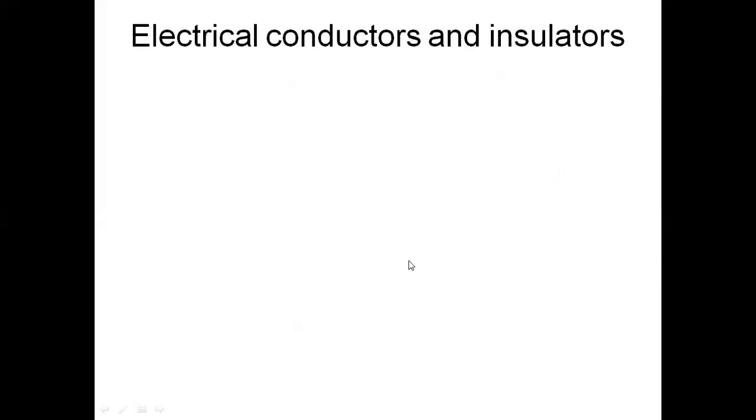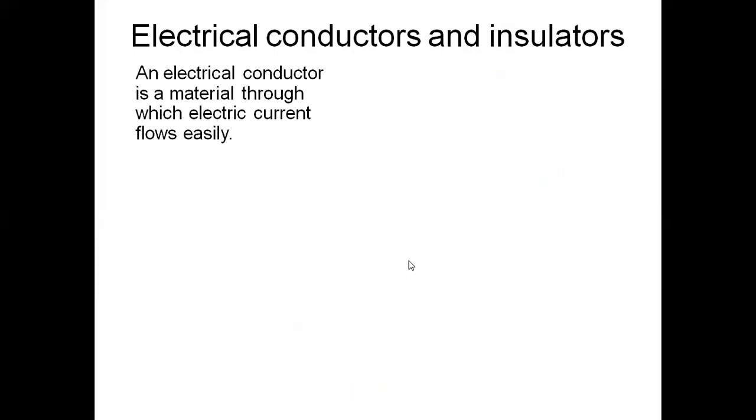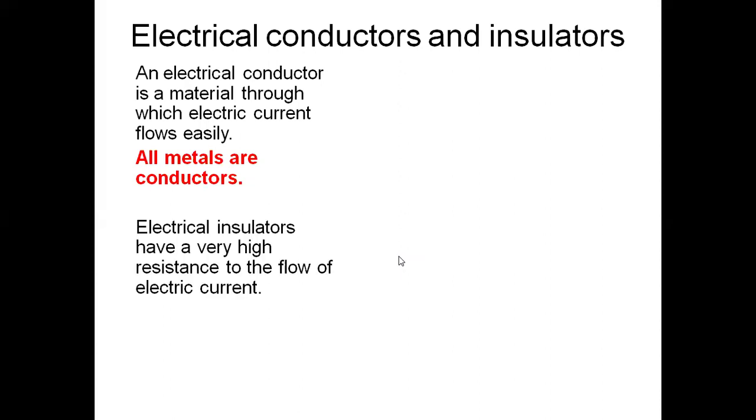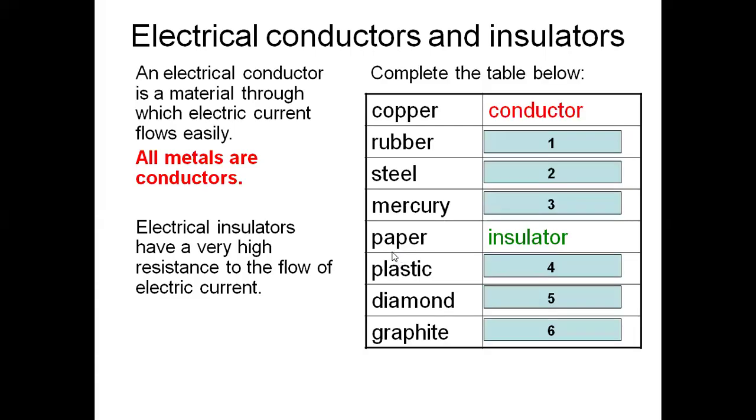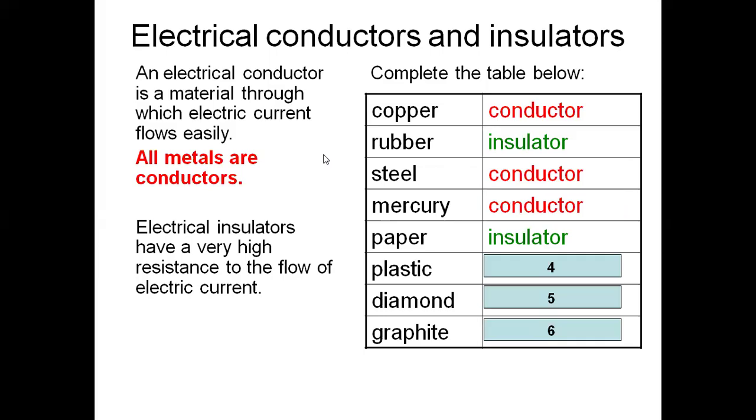Electrical conductors and insulators. An electrical conductor is a material through which electric current flows easily. All metals are conductors. Electrical insulators have a very high resistance to the flow of electric current. There are examples. Rubber, what is it? Insulator. Steel, conductor. Mercury, conductor. Paper, insulator. Plastic, insulator. Diamond, insulator. Graphite, conductor.